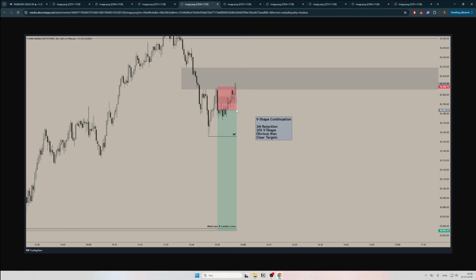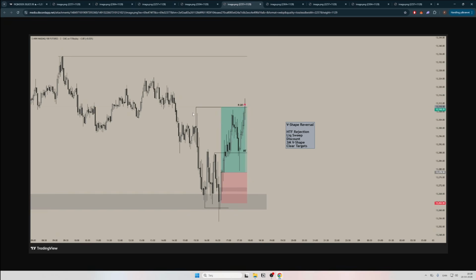But this trade fails also because our draw on liquidity is too far away. As you can see, it's really far away, and it just ends up chopping around because we're too far away to deliver, and then it ends up manipulating us out. And now I'll show you some good V-shapes.